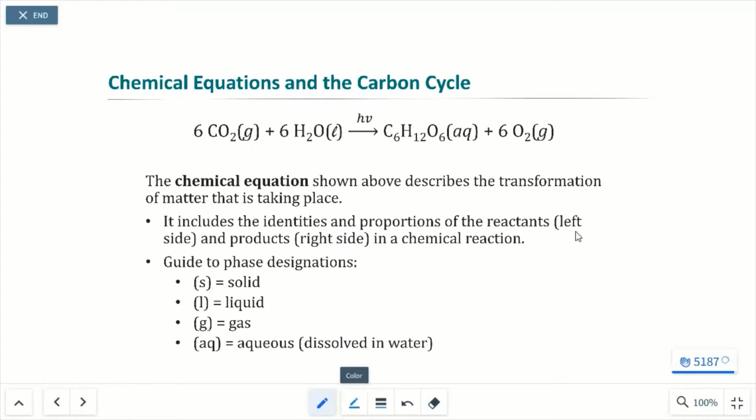Now, often chemical equations will have phase designations on them, and here's your comprehensive key to what those mean. The first three you already should know: S for solid, L for liquid, G for gas. You've been hearing about those states of matter since you were probably about 6 years old. Nothing's really changed about any of those. We're just designating them in chemical equations here. AQ might be something you're not as familiar with. AQ stands for aqueous, meaning that whatever that substance is, it's dissolved in water.